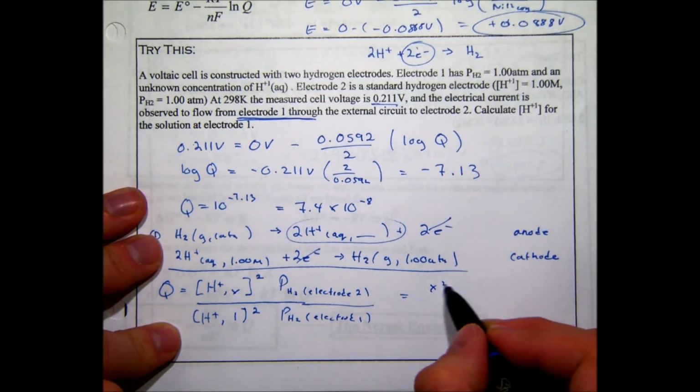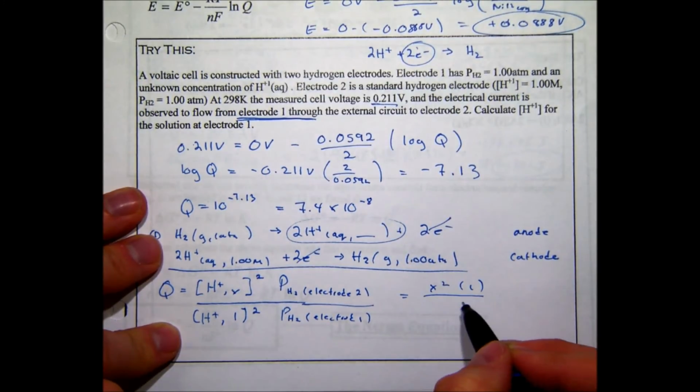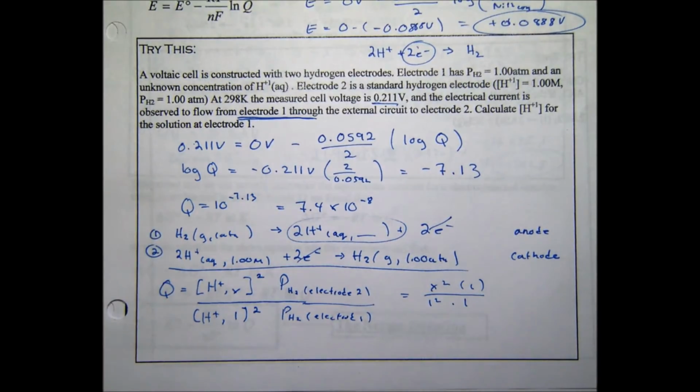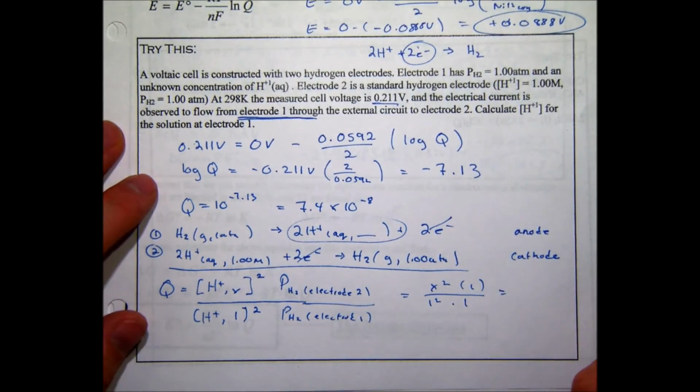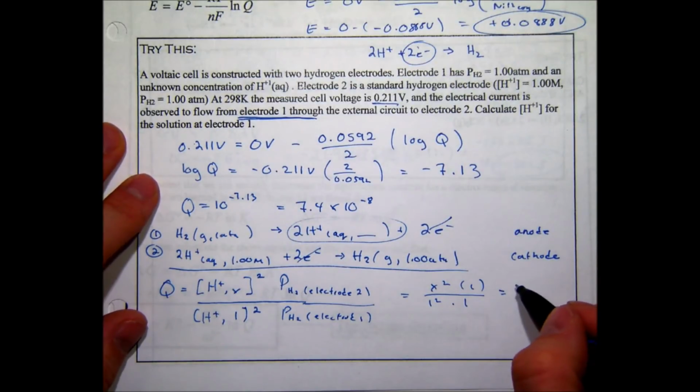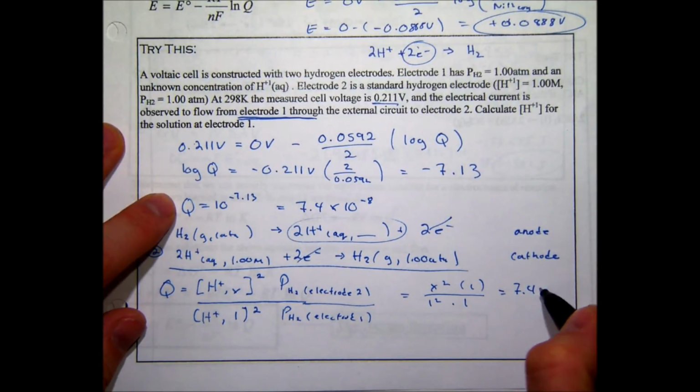So this is equal to x squared times 1 over 1 squared times 1. So again, we're getting away with the partial pressures simply because of the ones. And we know that Q is equal to 7.4 times 10 to the negative 8.